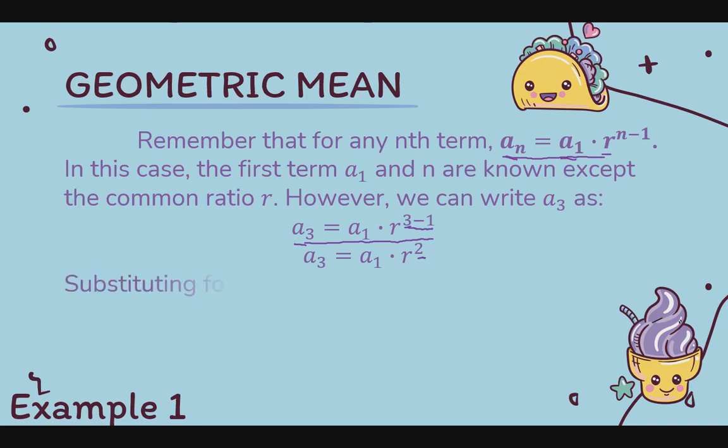Then, by substituting for the value of a sub 1 and a sub 3, we have, ano nga ulit yung value ng a sub 1 natin? 2. And ang ating a sub 3 naman ay 18. So, ganito po ang magiging itsura ng ating equation. 18, which is a sub 3, is equal to the first term, which is 2 times r raised to 2.